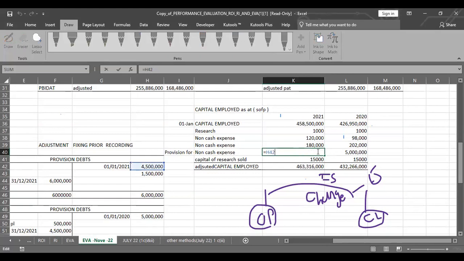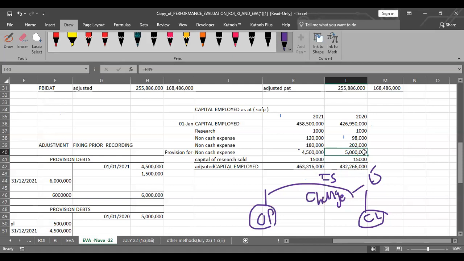Remember, this provision is accumulative. So over the years, you need to adjust the whole figure because it has accumulated over the years. I don't know how many years it has been in business, but we need to adjust it as per that period. So that is why.